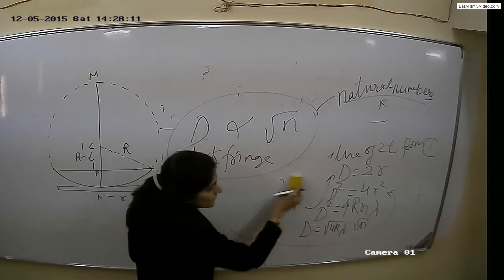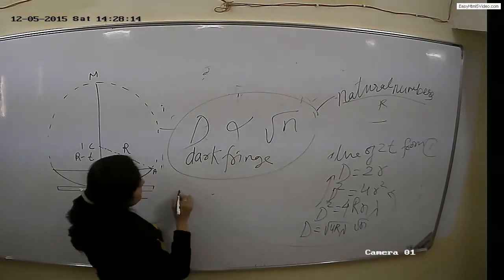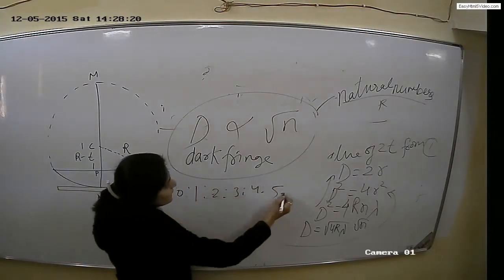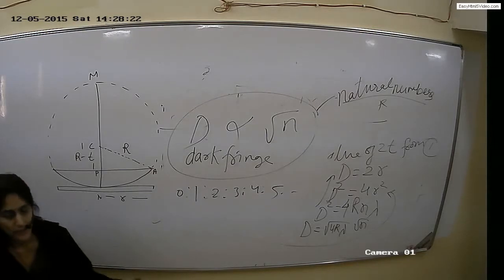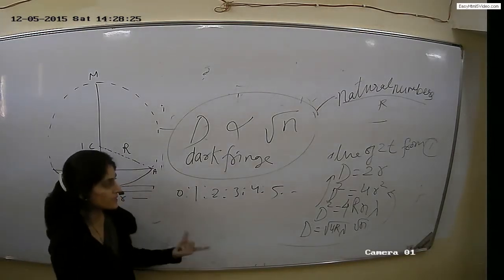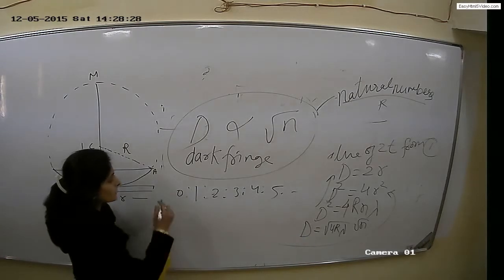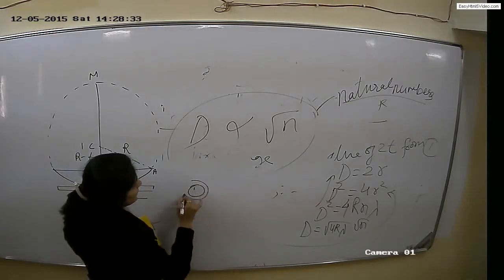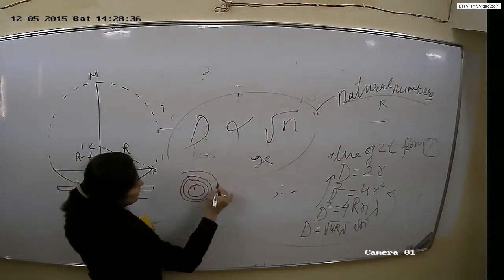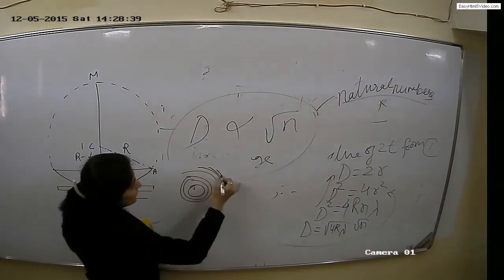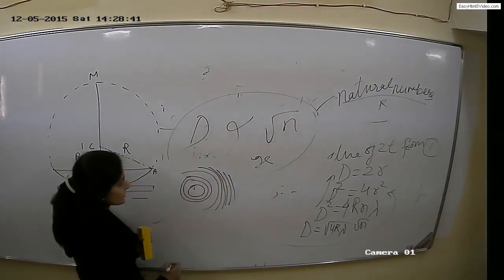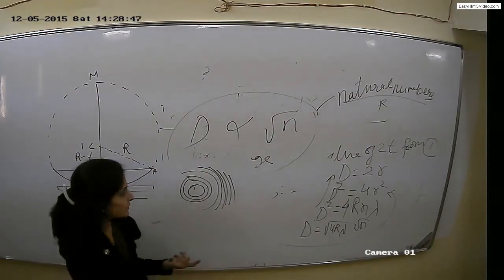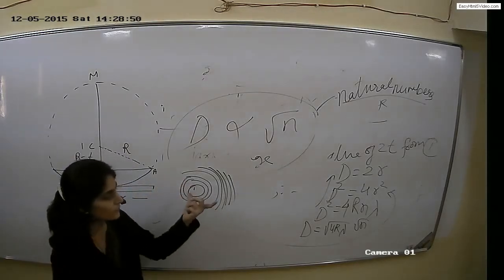So the order of the rings in this experiment is 0, 1, 2, 3, 4, 5, and so on. Here the conditions are different, the diameters for bright and dark rings are different. Therefore, in Newton's ring experiment, the center ring is broad, and as we move to the higher orders, the separation between the rings decreases. It means when we move to the higher order, the rings get closer due to the difference in the diameter of the bright and dark fringes.